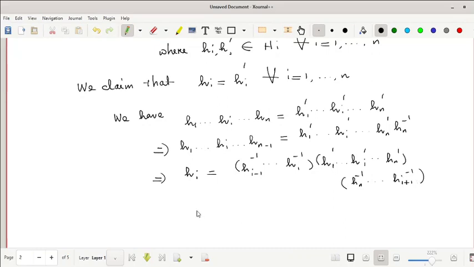Okay. Your Hi is equal to, what is this? By reversal law, this is nothing but H1, H2, Hi minus 1 whole inverse. Then you will get H1 inverse, H2 inverse, Hi inverse dot dot Hn inverse, and then this will be Hi plus 1 dot dot Hn whole inverse, right? Okay, this thing.